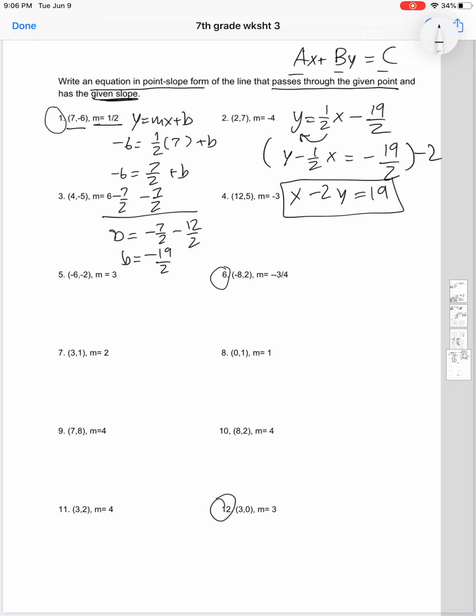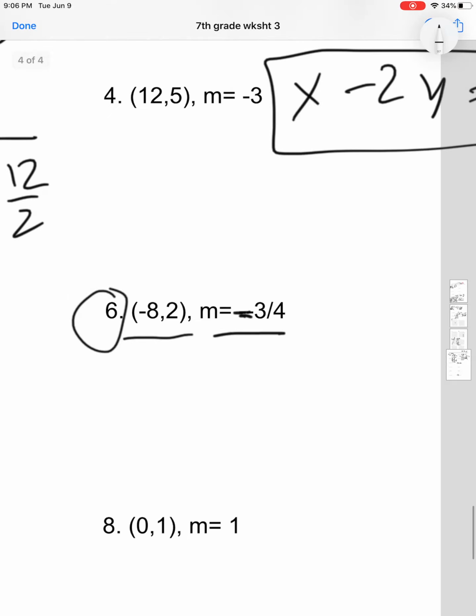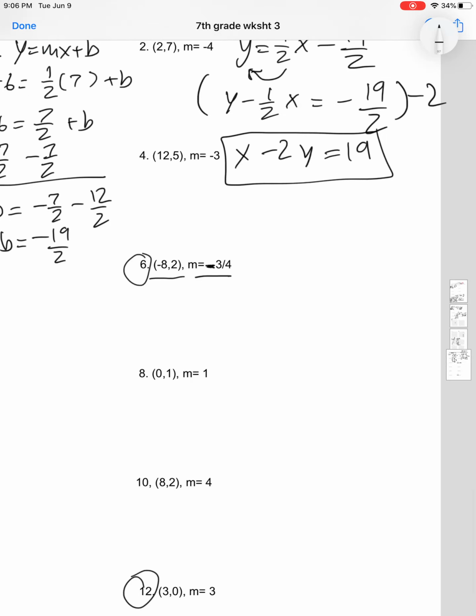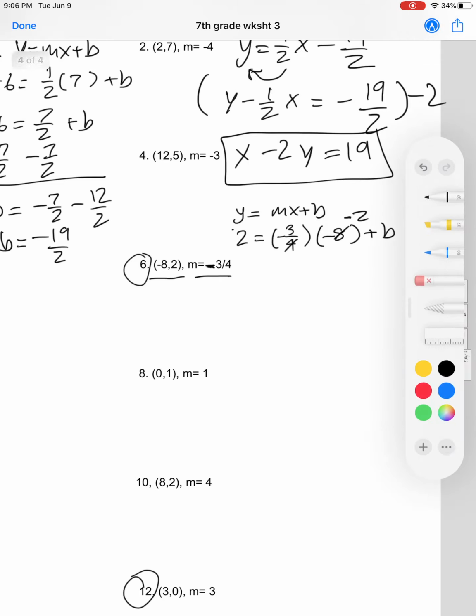Okay, now moving on to 6. So you have your slope, you have your point. I think this is supposed to be a negative. So you have y equals mx plus b. This is your slope-intercept form. You know what your y is, 2. You know what your slope is, negative 3/4 times x, which is negative 8 plus b. It's negative 2. Negative 2, yeah. Actually, because there's already a negative over there, you don't really have to write it.